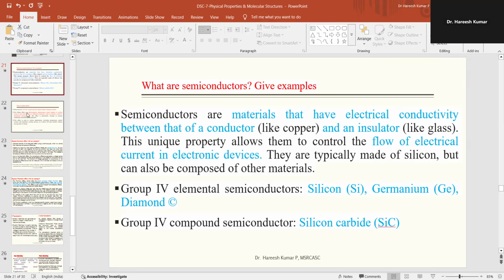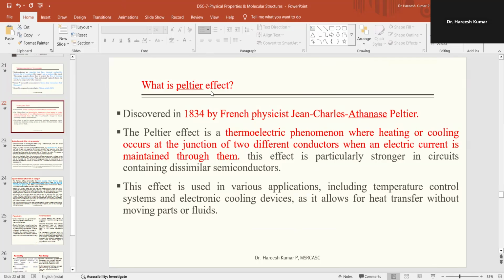So let's take one more question. What is the Peltier effect? This was discovered in 1834 by the French physicist Jean-Charles Athanase Peltier. The Peltier effect is the thermoelectric phenomenon where heating or cooling occurs at the junction of two different conductors when an electric current is maintained through them.